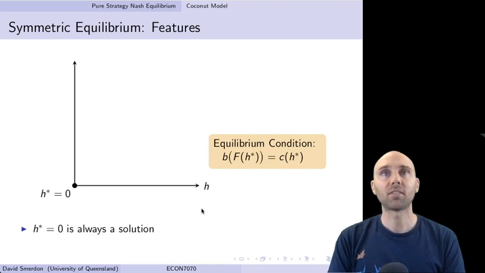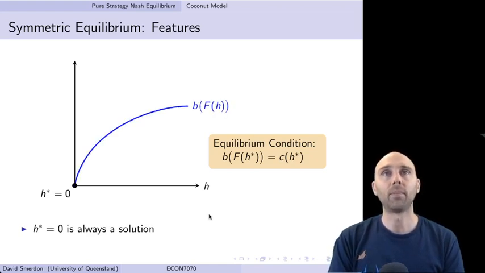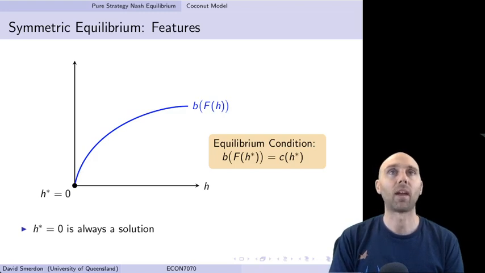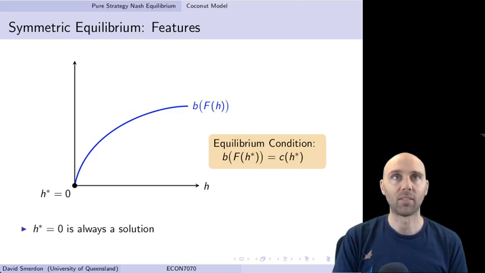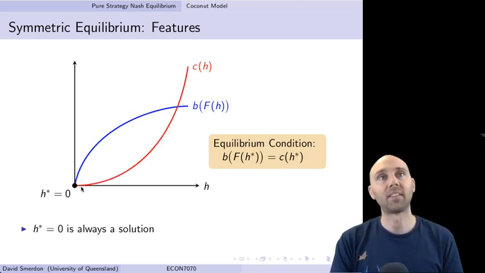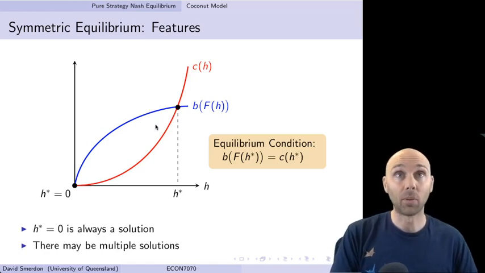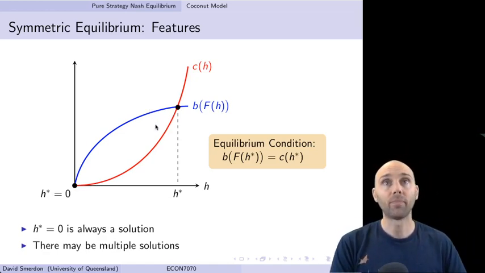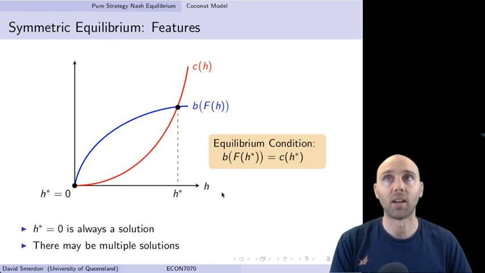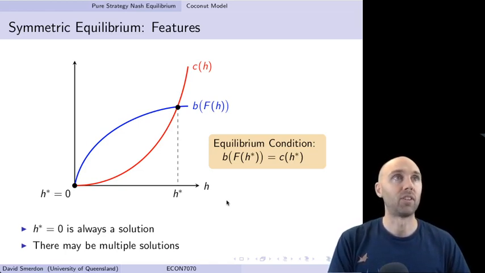Now, let's throw in one example of a b, this sort of concave function here, b of f of h, and put in some weakly convex c of h. What we can see is that they intersect here at 0, but that there can also be a second equilibrium. In this case, there is a second one at some other h star. So let's look at some specific examples. We've solved for the generic equilibrium condition.